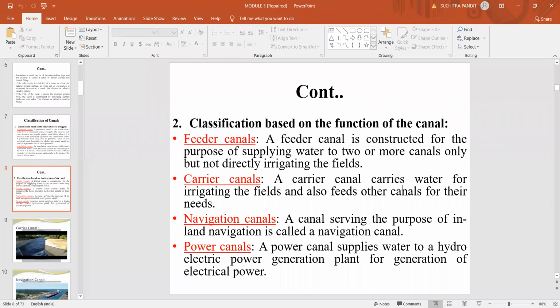A carrier canal carries water for irrigating fields and also feeds other canals for their supply needs. Next is the navigation canal. A canal serving the purpose of inland navigation is called a navigation canal. And sometimes some canals are used for power generation, hence it is called a power canal. A power canal supplies water to a hydroelectric power generation plant for the generation of electric power. So based on function, it can be a feeder canal, carrier canal, navigation canal, and power canal.